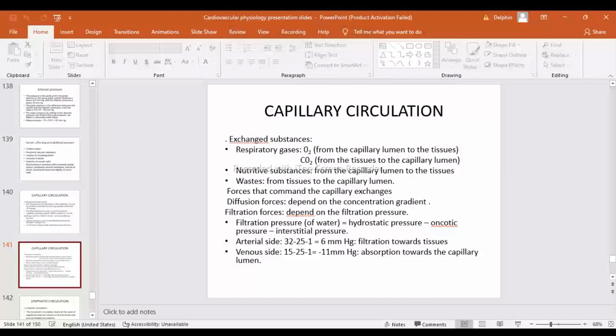And also for the venous side extremity, we have 15, remember, minus oncotic pressure 25. This cannot change. Minus 1, interstitial pressure. And you see we have minus 11 millimeters of mercury. If we remember, fluid moves from high pressure to lower pressure. Because at the level of the venous side, we have a negative value, minus 11 millimeters of mercury, compared to positive 6 millimeters of mercury at the arterial side. It means that there is a continuation of blood from the arterial end through capillaries to reach the venous side, because there is no obstacle.